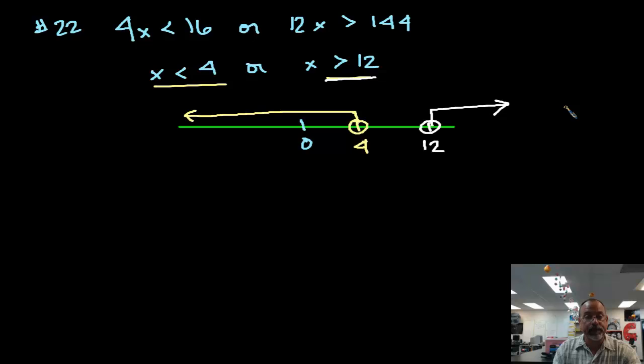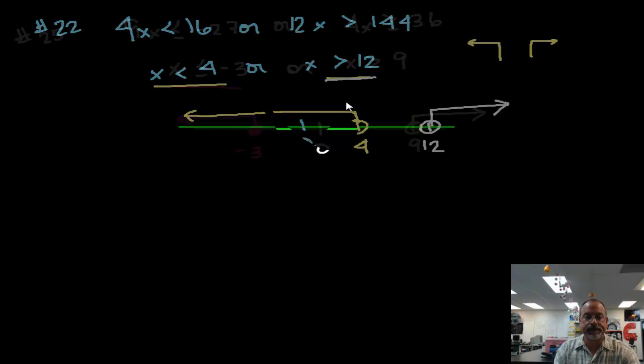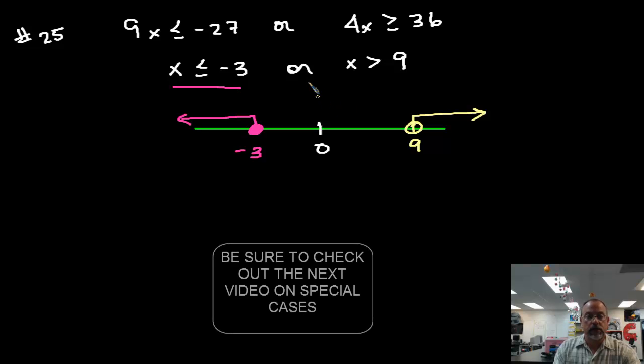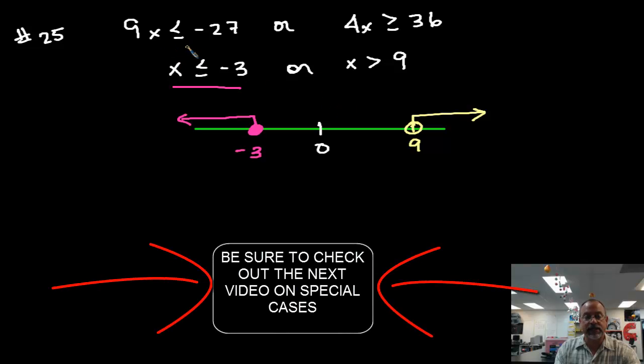Okay, here's number 22: 4x less than 16 or 12x greater than 144. We solve the inequality. It's an OR. So I have x less than 4, that's represented by this, and then x greater than 12 here. And again, the graph of an OR generally looks like this. That's what it looks like. So I'm pretty sure of my answer. Okay, number 25. I have 9x less than or equal to negative 27, or 4x greater than or equal to 36. So I see that x is less than or equal to negative 3. It's a closed circle because it's equal to, and then x greater than 9.